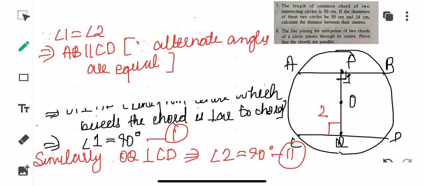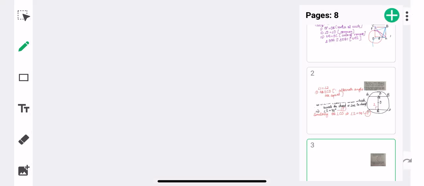Alright, so now we'll be moving to the next question, that is question number 9, the second last question of this exercise. So question number 9 says what, children? It says in the following figure, the line ABCD is perpendicular to PQ, where P and Q are the centers of the circle.